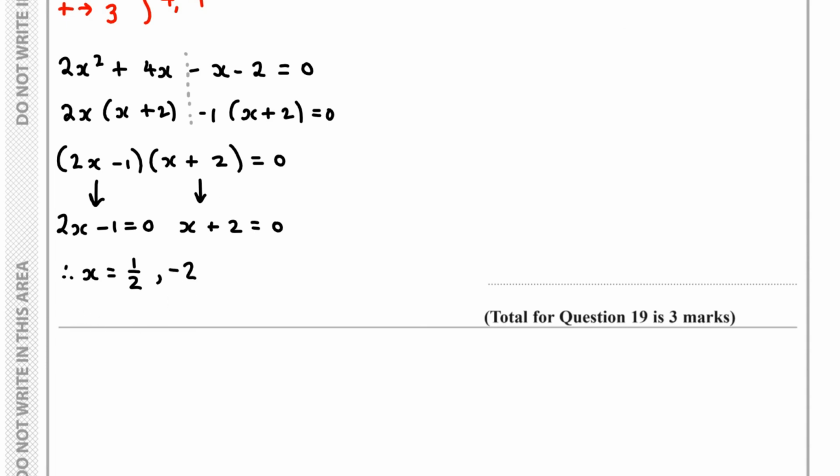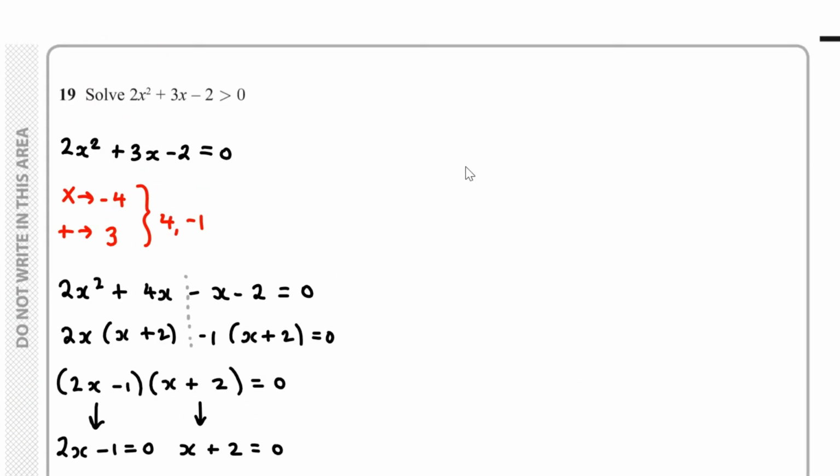So therefore, these are our critical values. Our critical values are 1/2 and minus 2. So now if we sketch the graph, let's draw on a quick set of axes. Something like this will do. And we've got 1/2 and minus 2. So our graph looks like this. It crosses at 1/2. It also crosses at minus 2. We've got x and y.